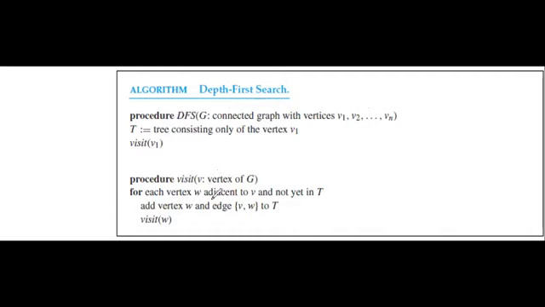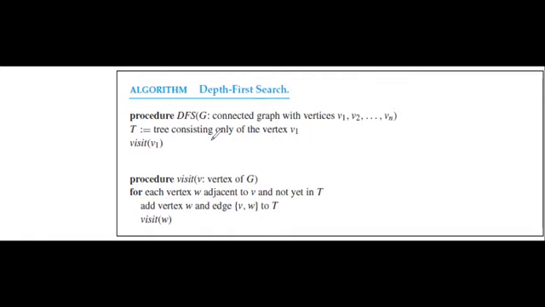Now once you have visited V1, the procedure is to visit the vertex V of G. For each vertex W adjacent to V and not yet in your tree T, add vertex W and edge VW to T. Then visit W and keep on continuing this procedure until we reach all the vertices. So this is the algorithm for depth first search.